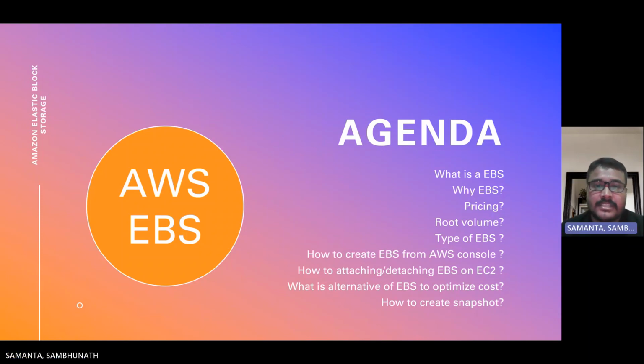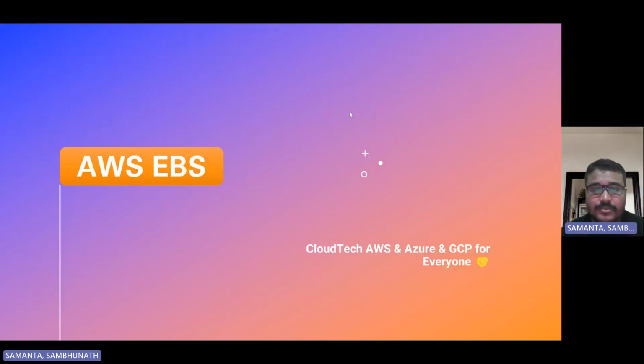I will also cover what could be the alternative solution in AWS for EBS, for cost optimization. And at the end of this session, I will show you how we can take a backup of a particular EBS as a snapshot. Okay, so let's move on to the topics one by one.